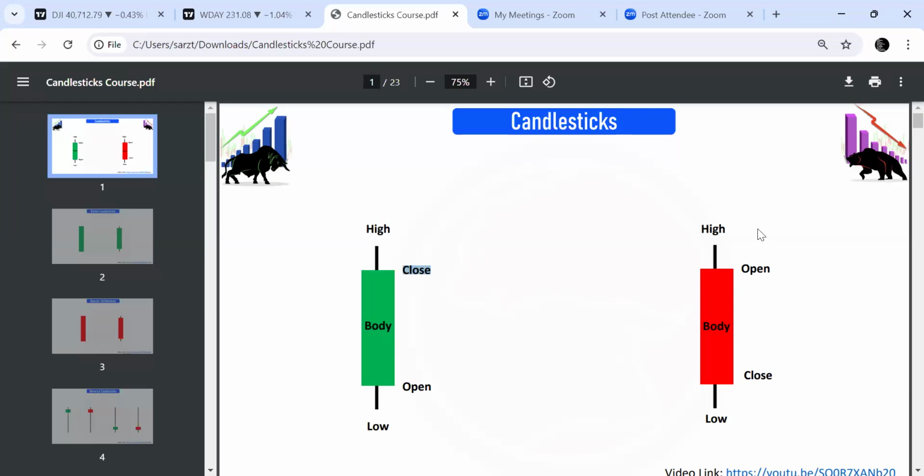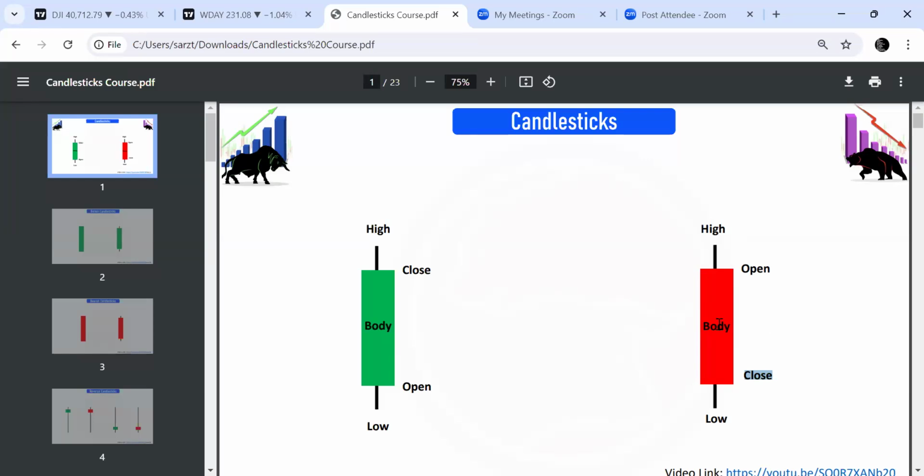The same with the red candle, the bearish candle too. Let's say the stock opened at 100 rupees and reached the high of 110 rupees. After reaching the high of 110 rupees, it fell to 70 rupees. After falling to 70 rupees, it closed at 80 rupees. So here, the body indicates the open and close of the candlestick, whereas the wick indicates the highest and lowest points of the candlestick.